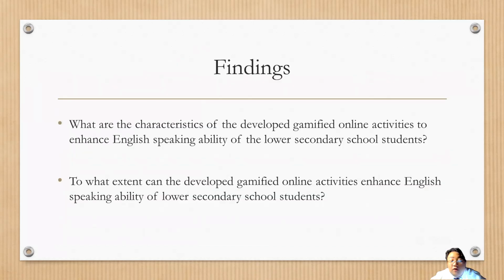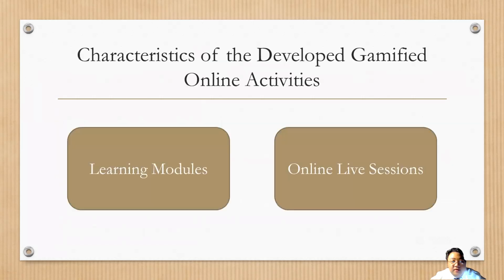Now, for the findings of my research question, the first question about the characteristics of the developed gamified online activities, it can be concluded that there are two parts of the activities, including the self-learning modules and the online live sessions. For the learning modules, the students will be prepared with the content they need to learn before taking the speaking task, like grammar, vocabulary, or other useful phrases in speaking. And in online live sessions, they will have a chance to practice their speaking abilities and also receive feedback from the researchers and their peers. They will then have a chance to use this feedback to improve their speaking performance.